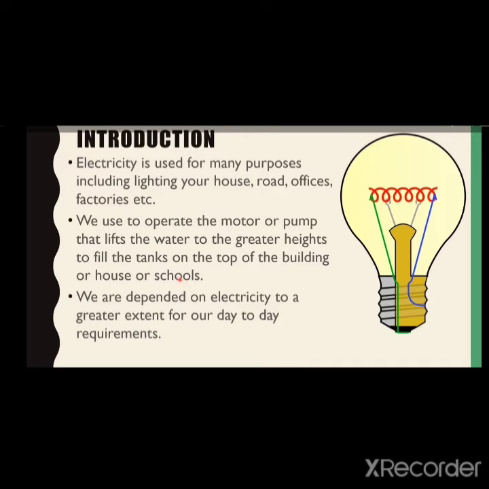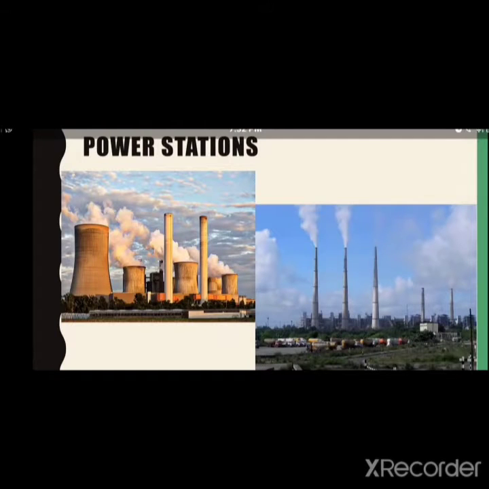We use electricity to operate the motor or pump that lifts the water to greater heights to fill the tanks on the top of the building, house or school. We are dependent on electricity to a greater extent for our day-to-day requirements. So from where do we get electricity? Yes, we get electricity from power stations.